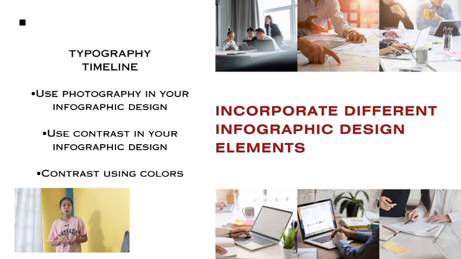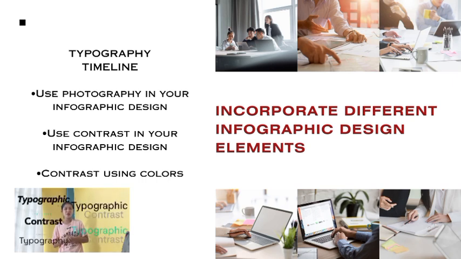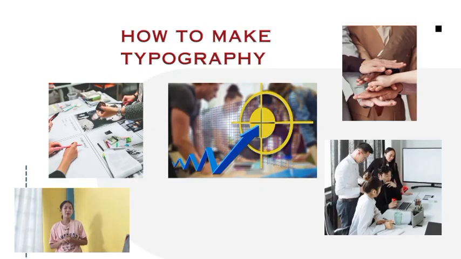The next is use contrast in your infographic design. Contrast creates visual impact by placing two strikingly different elements beside each other. If an infographic has a light background with bold colored shapes, our eyes are immediately attracted to the bold colors. One of the easiest ways to create contrast is to use complementary colors, which are opposite each other on the color wheel. For example, blue and orange, green and red, or purple and yellow are complementary colors that create a strong contrast when used together.